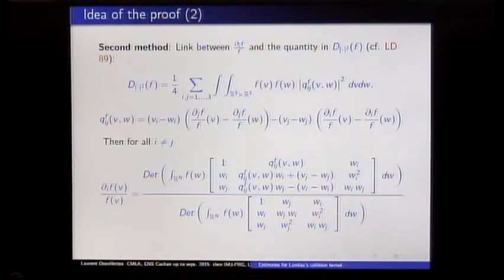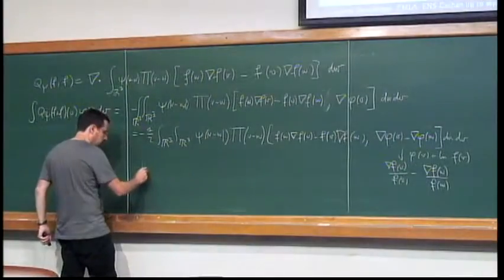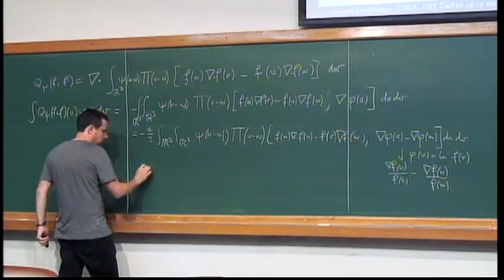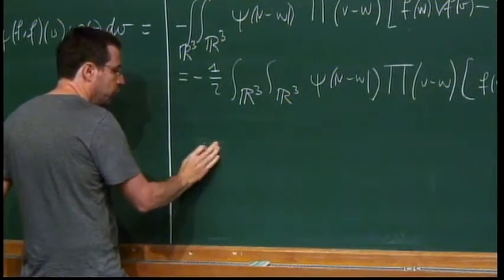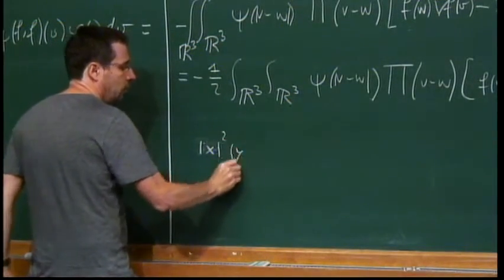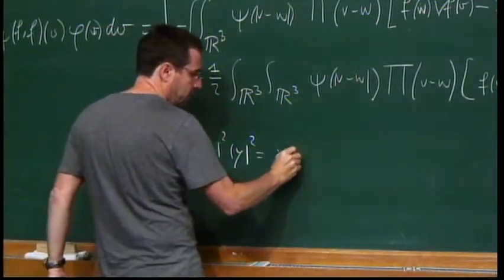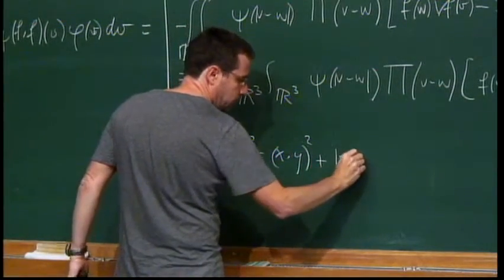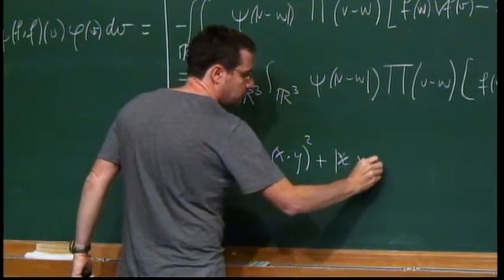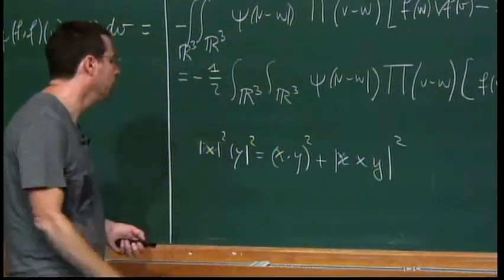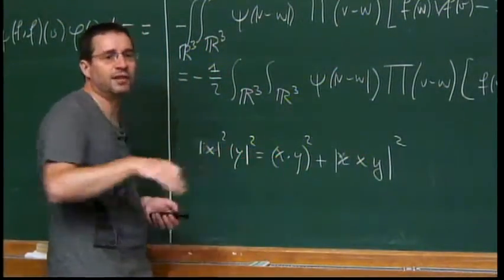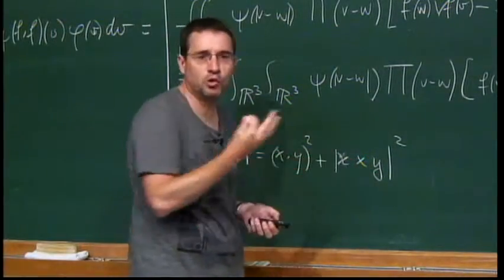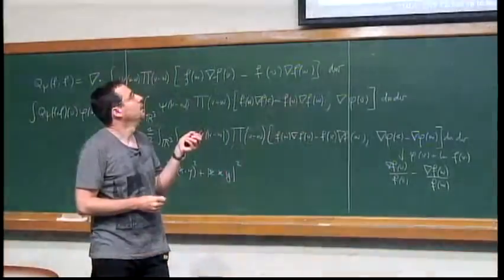This is related to the elementary formula that you have for two vectors. Something like this. So if you take this minus this, this is exactly taking the projection, you end up really with the cross product, okay?